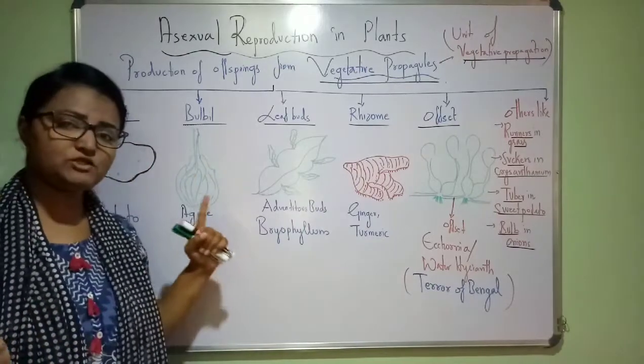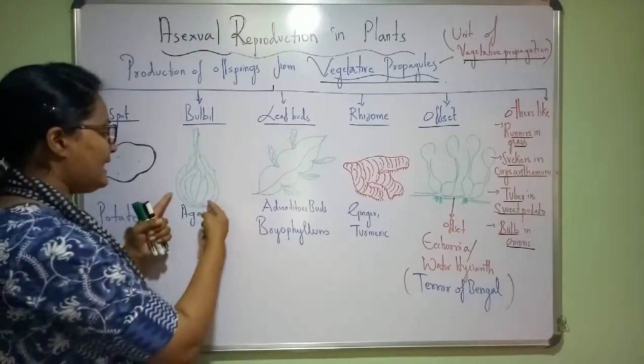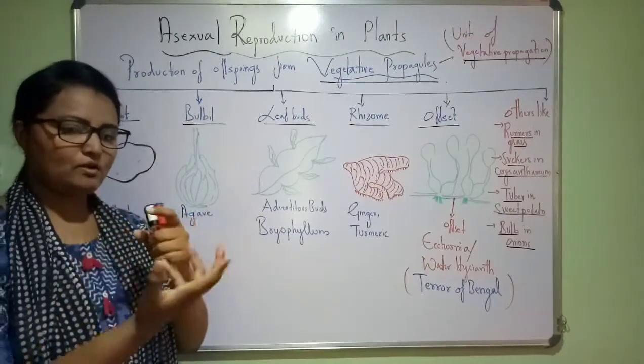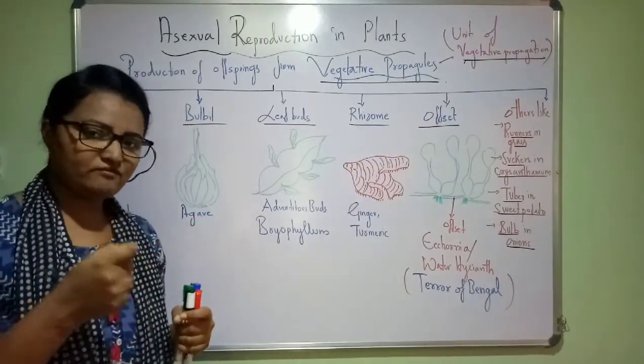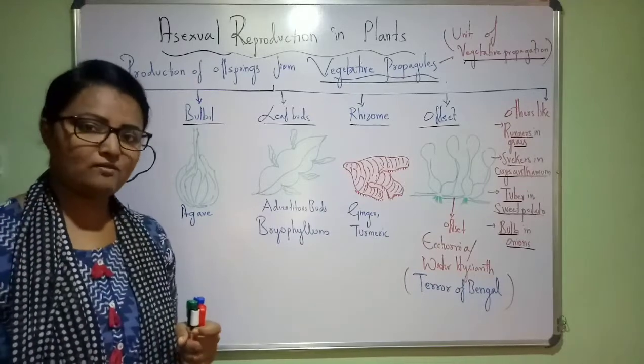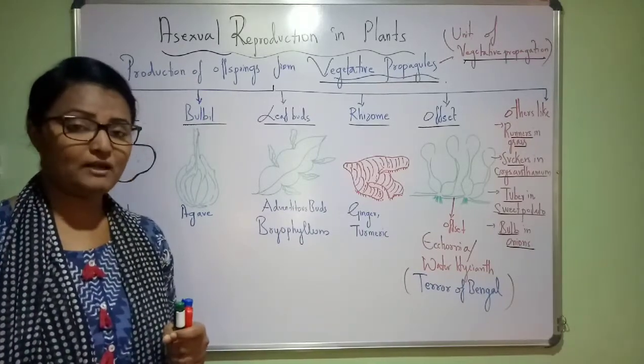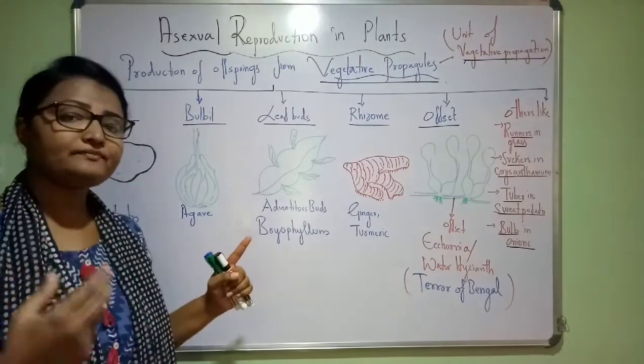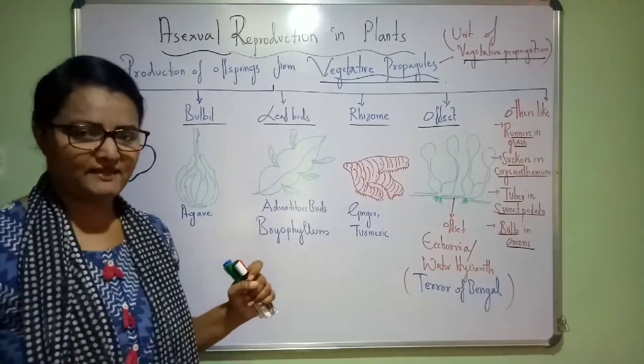The same thing happens in bulbil. Bulbil is one of the vegetative propagules in agave, and it contains bud-like structures around it. If we remove them and drop them in water or on the soil, there will be formation of new agave, daughter agaves we can say.